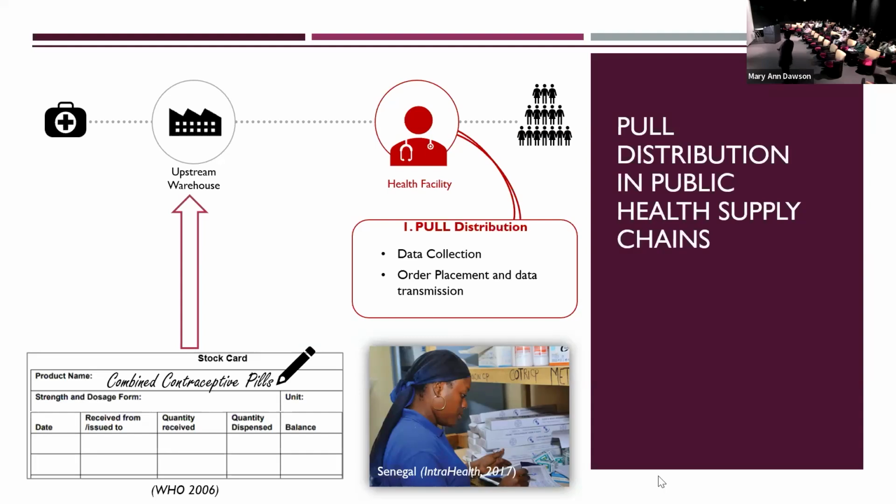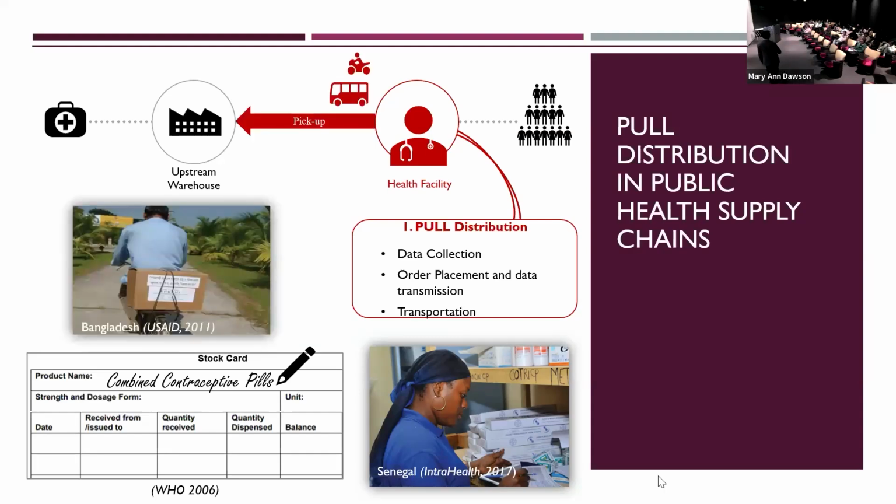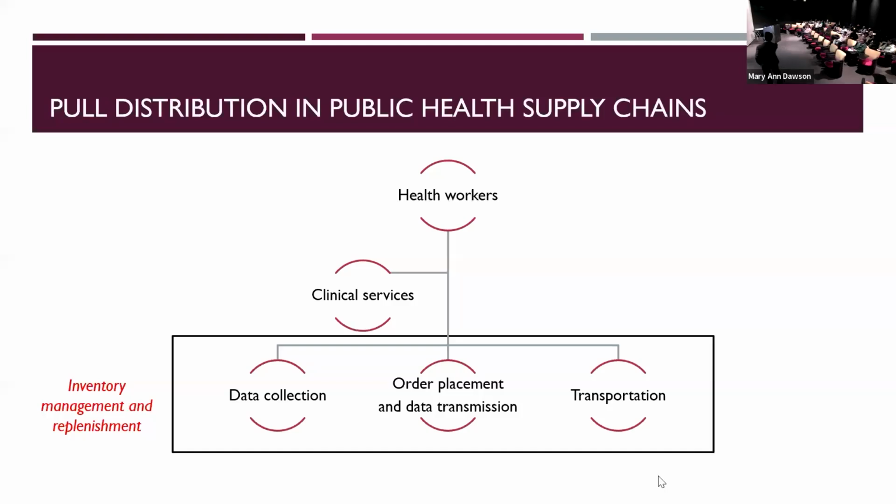And then the last thing is, once they place the order, they are also responsible for actually going and picking up the ordered supplies from the upstream facilities, okay? So there are all these different supply chain tasks that health workers do on top of the main job of providing care to patients. So essentially, under the pull model, health workers are responsible for inventory management and replenishment on top of their primary job, which is to provide care to patients.